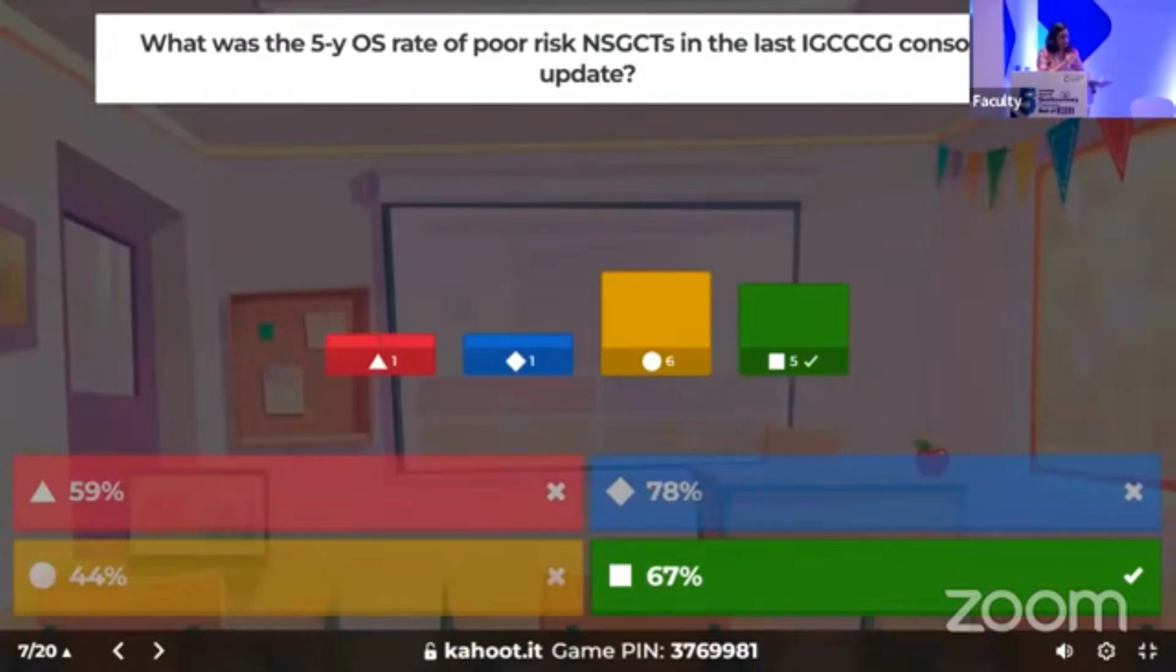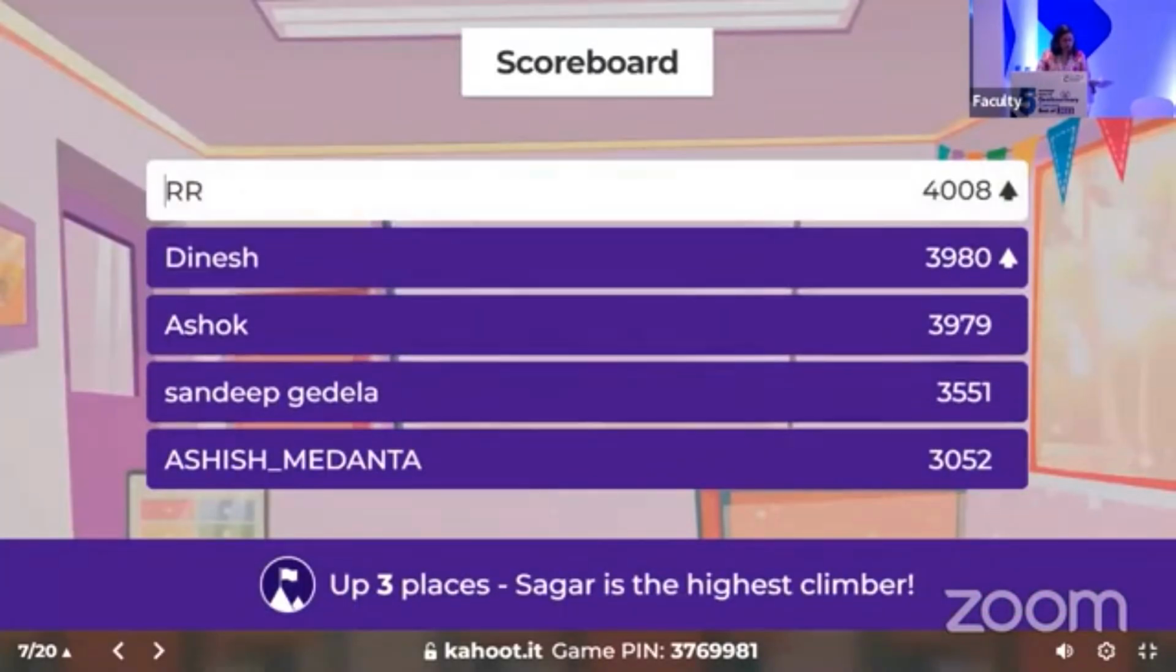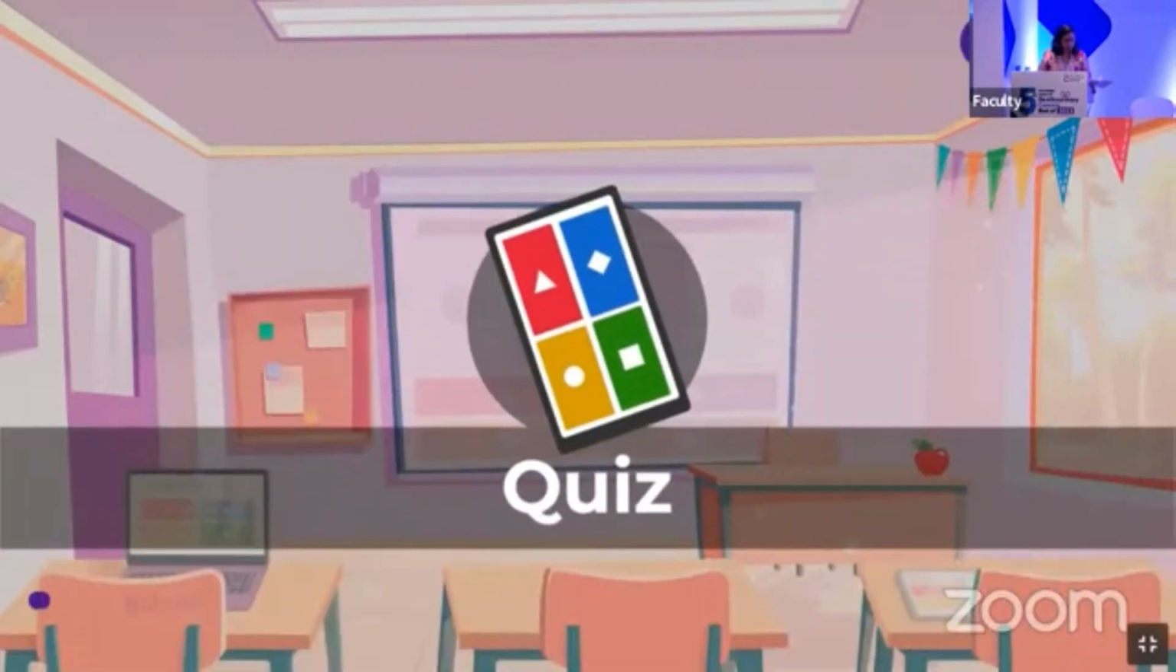So 67% is the right answer. Only 5 have got it right. Let's look at the scores. So RR leads with over 4,000 points. And now we'll move to the next question, question 8.